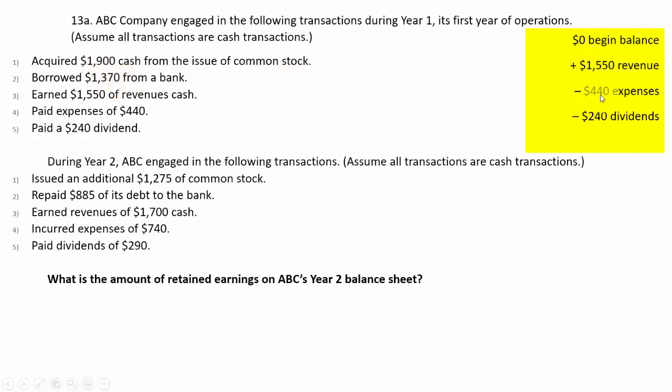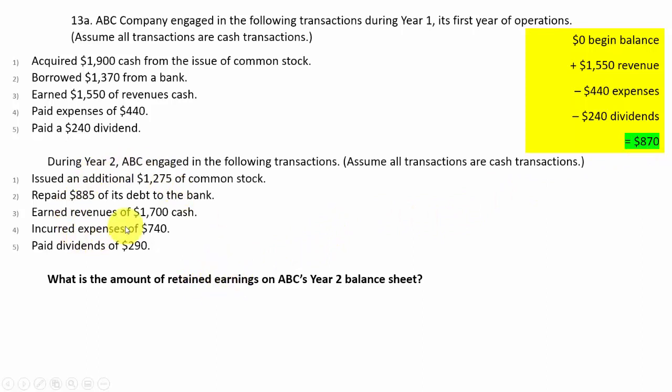So when we combine all these pieces, we end up with an ending year one retained earnings balance of $870. That's important because we're going to carry that balance forward into year two, because we need the amount of our retained earnings balance at the end of year two. So at the end of year one, same thing at the beginning of year two, $870. We want the ending balance of retained earnings.